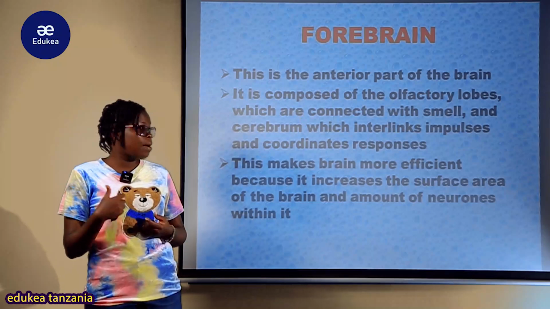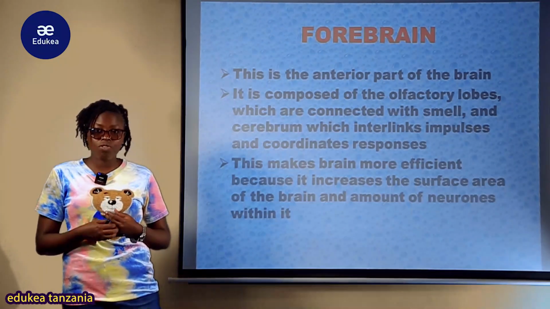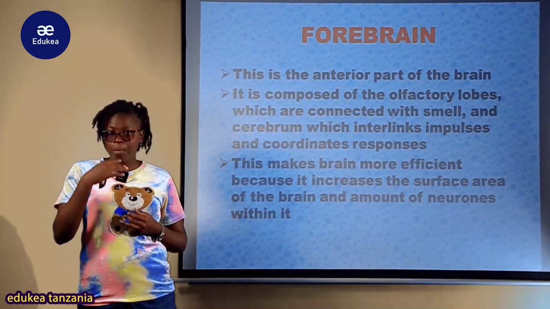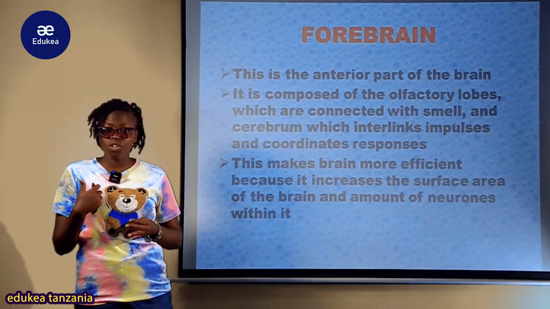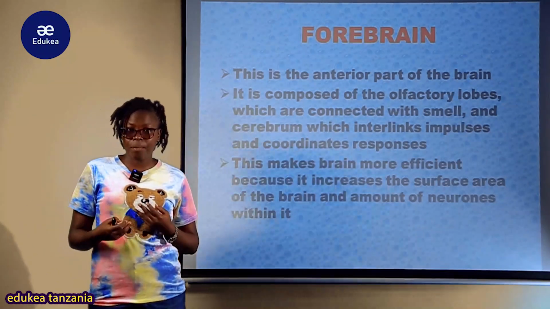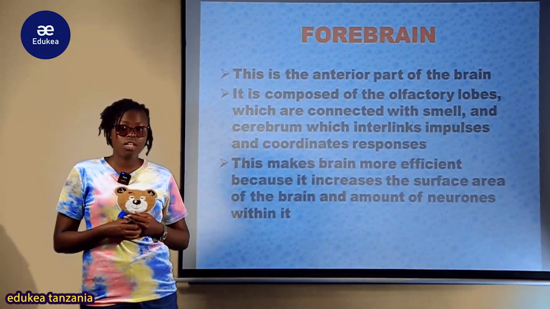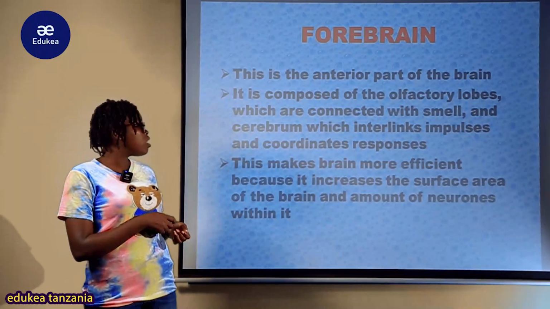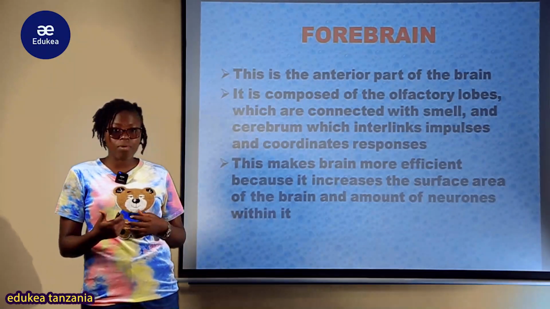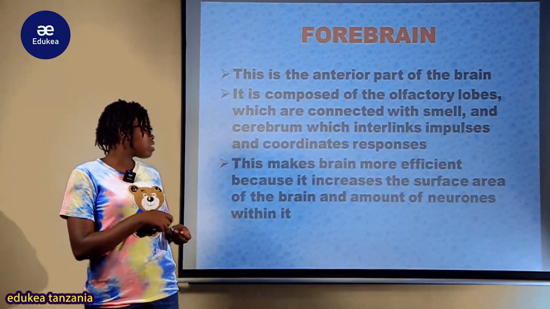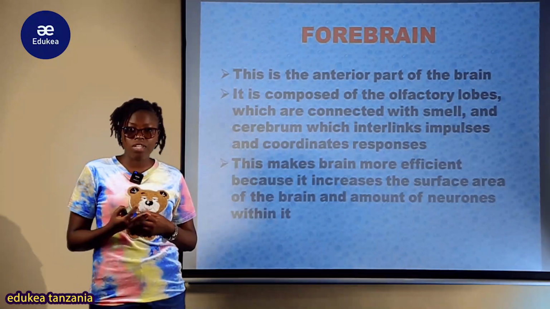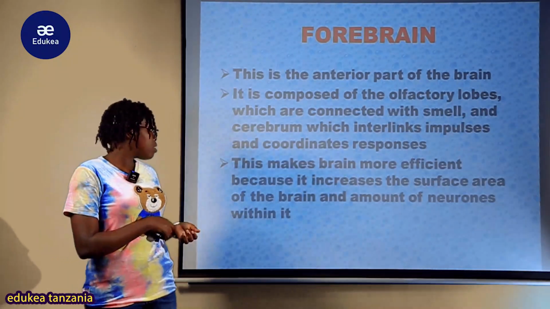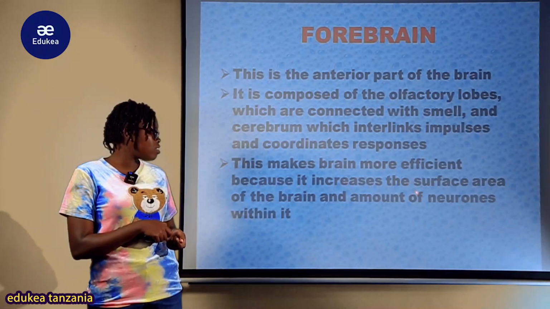Kwa the components ya forebrain au the anterior part of the brain, ubongo wa mbele sana sana ni katika mambo ya kuona. Ubongo wa mbele ukiangalia inabi composed of this olfactory lobe. Olfactory lobe yenyewe inahusika na mambo ya smell, mambo ya kunusa harufu, detection, kuweza kujua vile, kwa sababu inabi na coincide with the smell. Na vile vile cerebrum, ambao cerebrum inasaidia katika linking of the impulses na kuweza ku-provide au kuweza coordinate the response. So this makes the brain more efficient because it increases the surface area of the brain and the amount of neurons within it.